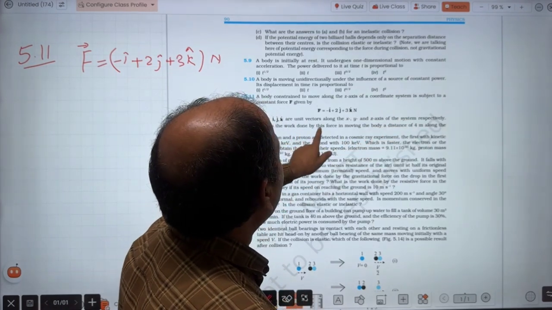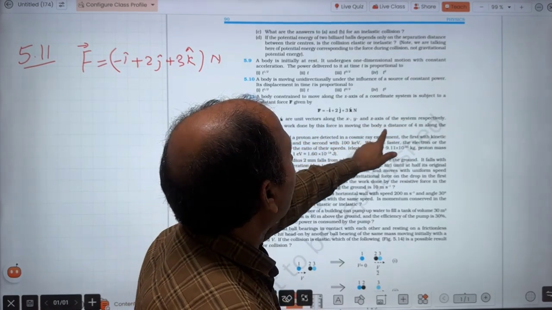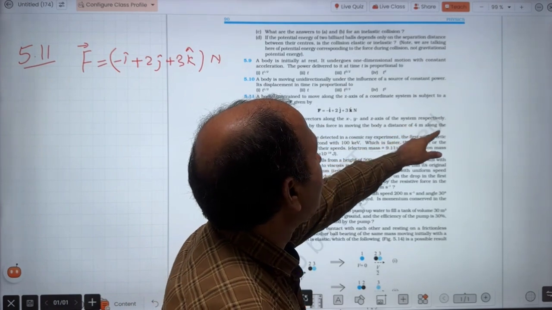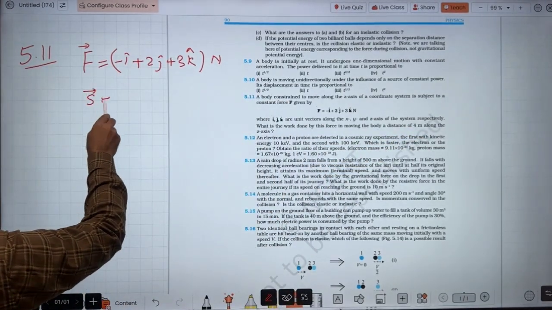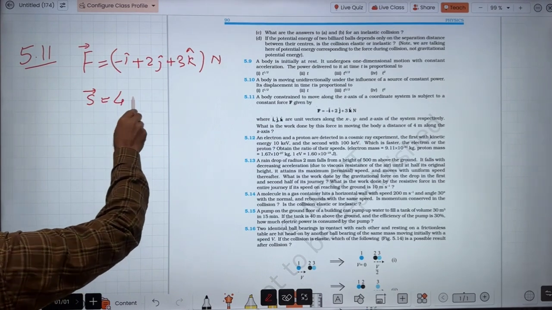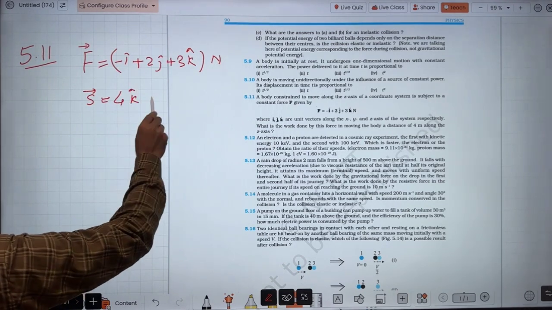What is the work done by this force in moving the body a distance of 4 meter along the z axis? So displacement is along the z axis, 4 meter. So 4k cap meter.